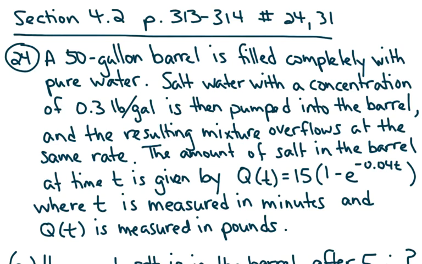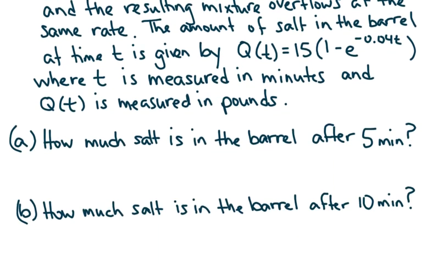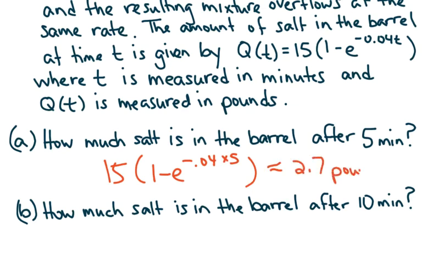You have this barrel with water, and you're going to pump salt water into it, except that the barrel starts to overflow. Well, when the barrel overflows, some of the salt's going to leave the barrel. It's not all going to stay in the barrel. So, how much salt is in the barrel after 5 minutes? Well, we're going to start by doing 15 times (1 minus e to the negative 0.04 times 5). And we're going to say it's about 2.7, and the units of measurement are pounds, or lbs.